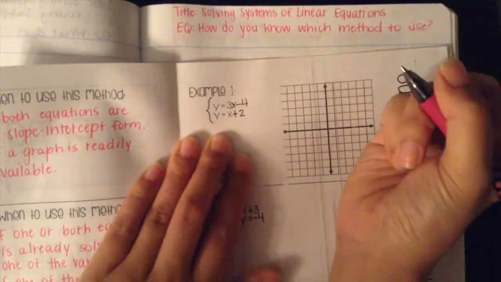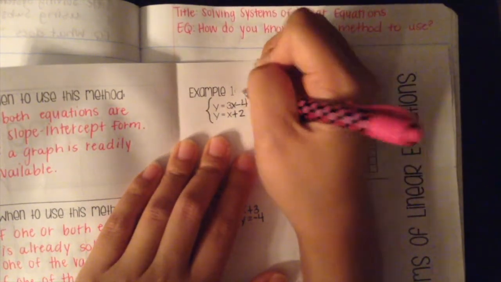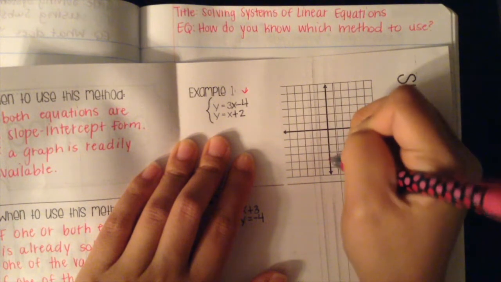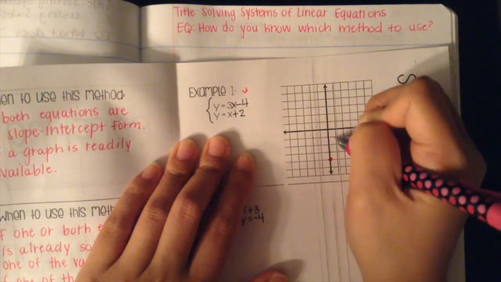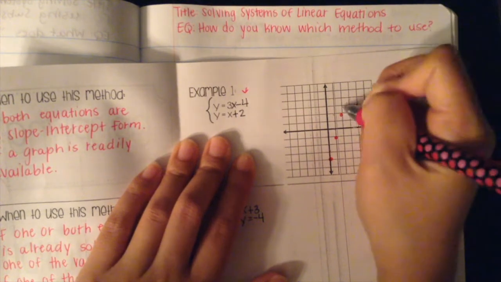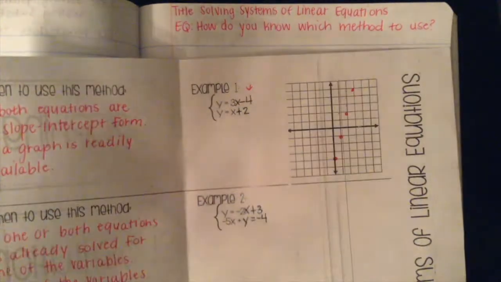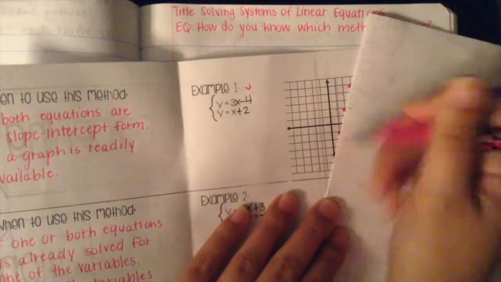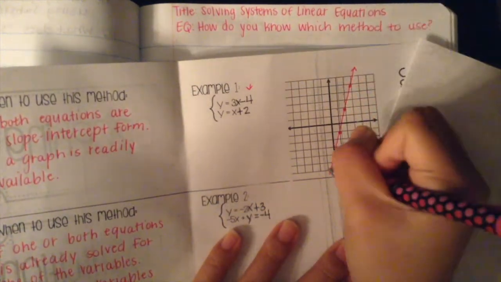They're both in slope-intercept form, so it's easiest to do it this way. My y-intercept is -4, so I go down 1, 2, 3, 4. My slope is +3, so rise over run, 1, 2, 3. And again, I didn't bring a ruler home, so I'm going to be using another foldable. Okay, so that's my first line.